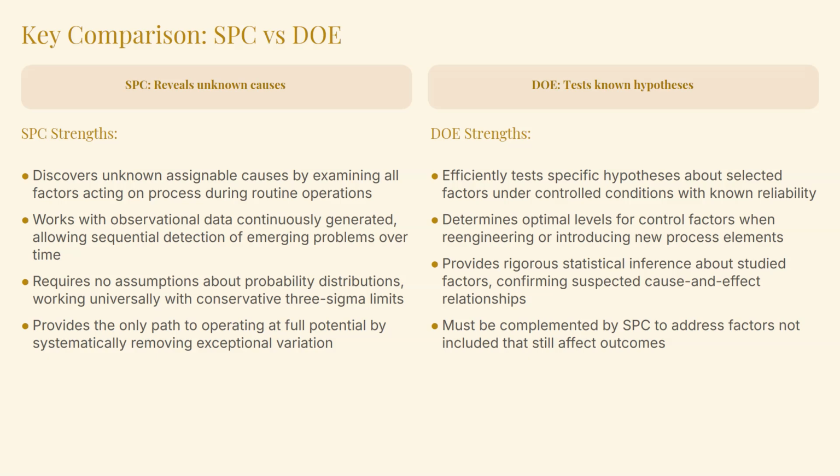DOE efficiently tests specific hypotheses about selected factors under controlled conditions, determines optimal levels for control factors, and provides rigorous statistical inference about studied factors. However, DOE must be complemented by SPC to address factors not included that still affect outcomes.